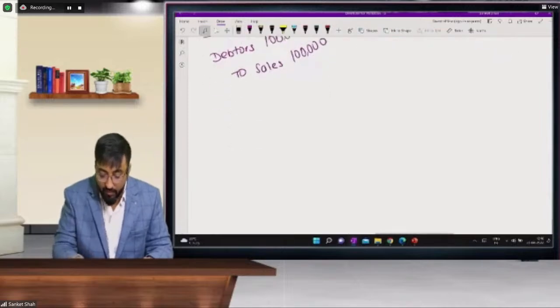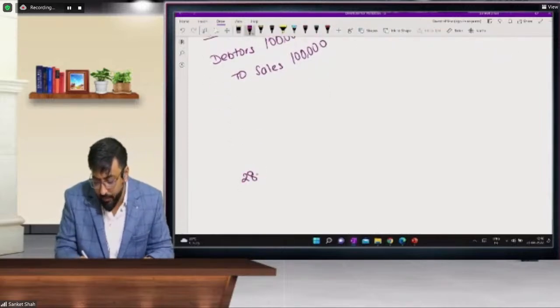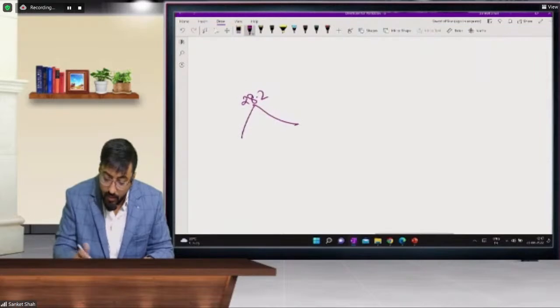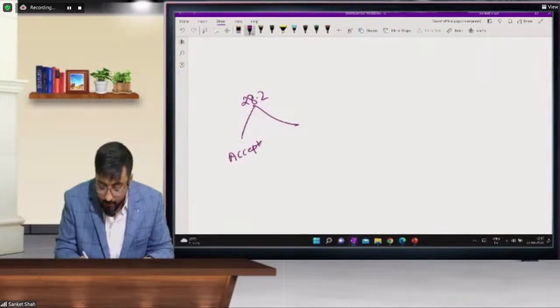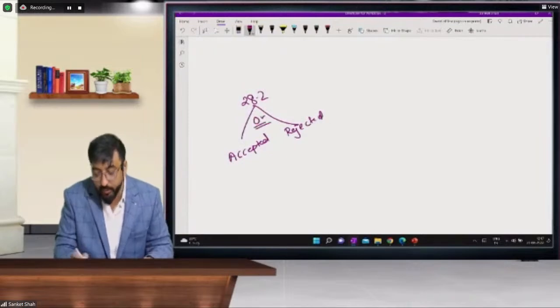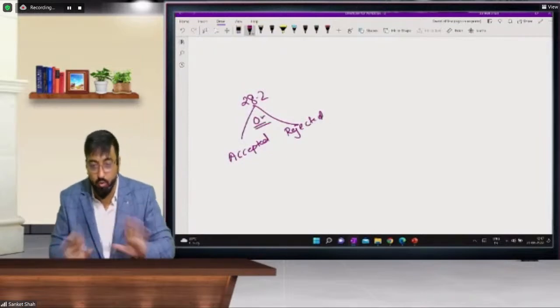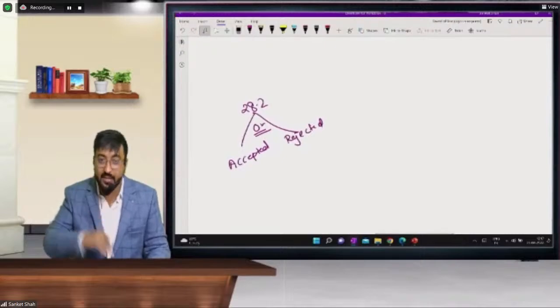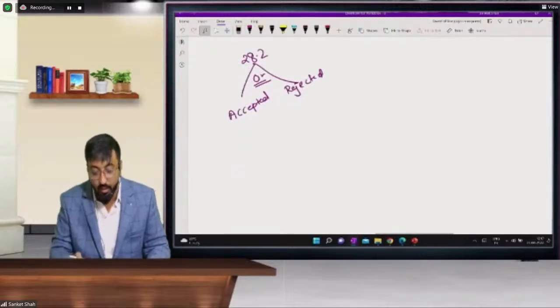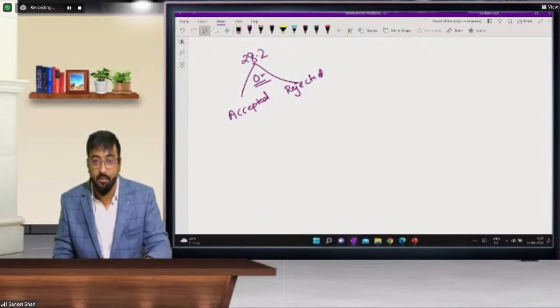Now, meanwhile, suppose on 20th February he accepted goods. Both cases are not possible together, accept or reject. Either accept or reject. Okay, so in the case of acceptance, what will happen?